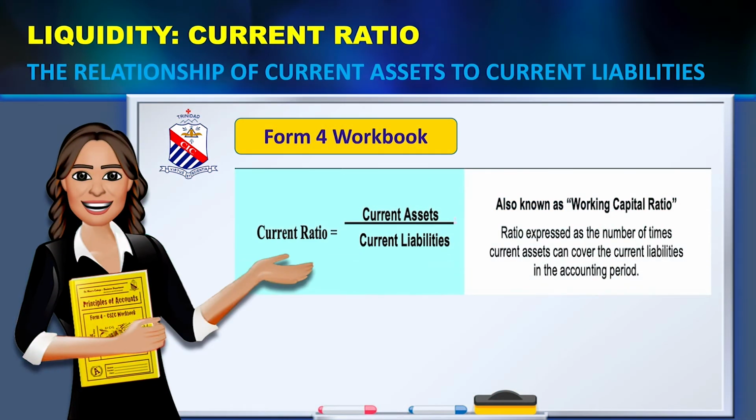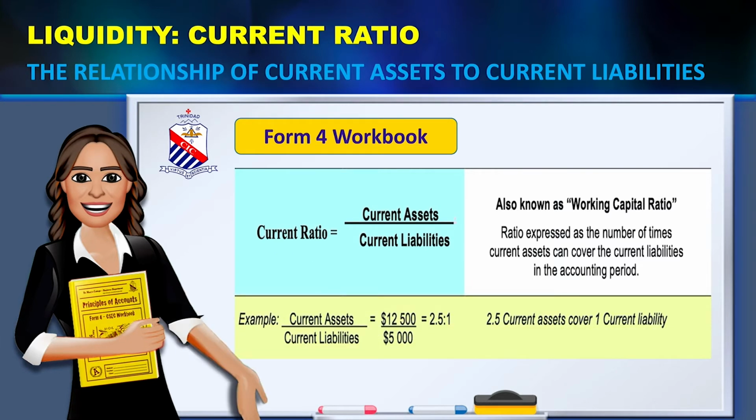This should just be reinforced as we go back to the current ratio. Current ratio was your current assets over your current liabilities. And the example was, say your current assets were 12,500 over 5,000. Your answer would be 2.5, and you add the colon 1, which means that you have $2.5 worth of current assets to cover the $1 of current liability.